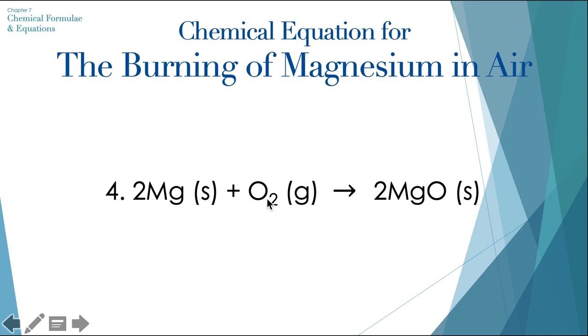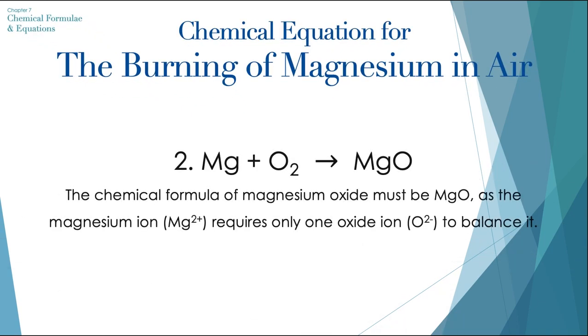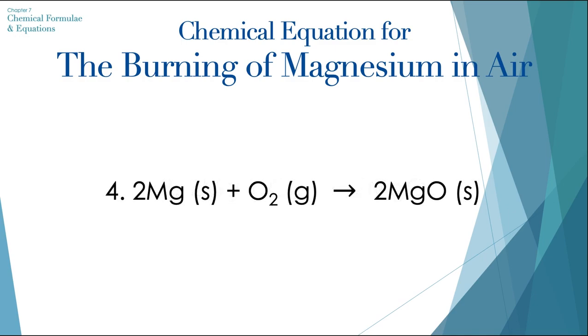So these are the 4 steps of writing a chemical equation, right? It was very simple and very fun as well. First step is to write it in words. Then we write them down with their correct chemical formula for every reactant and product. Then we balance the equation, and in the end we put the state symbols. So this is a complete chemical equation for the burning of magnesium in air.